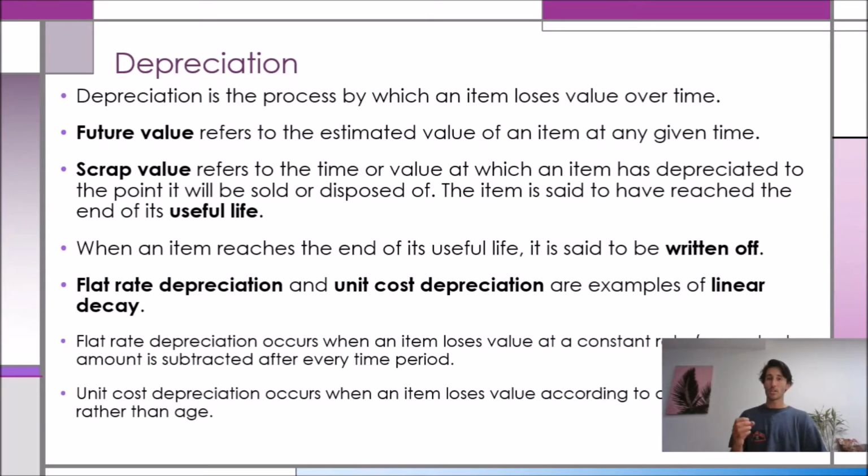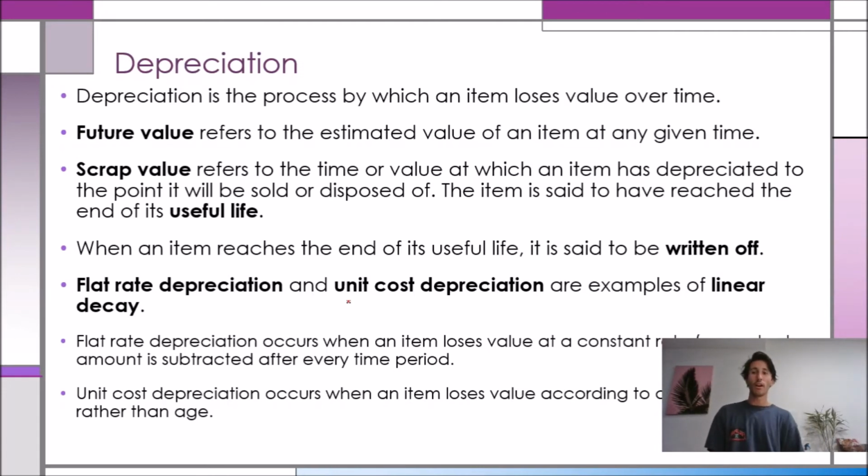Depreciation is essentially where an item loses value over time. So if you buy a car brand new, say you buy it for $20,000, as soon as the car leaves the showroom, it's already gone down in value. You can no longer sell that car for $20,000 because it's used. I think a lot of you will be familiar with that concept. As a car gets older and older, it loses more and more value. That process is called depreciation.